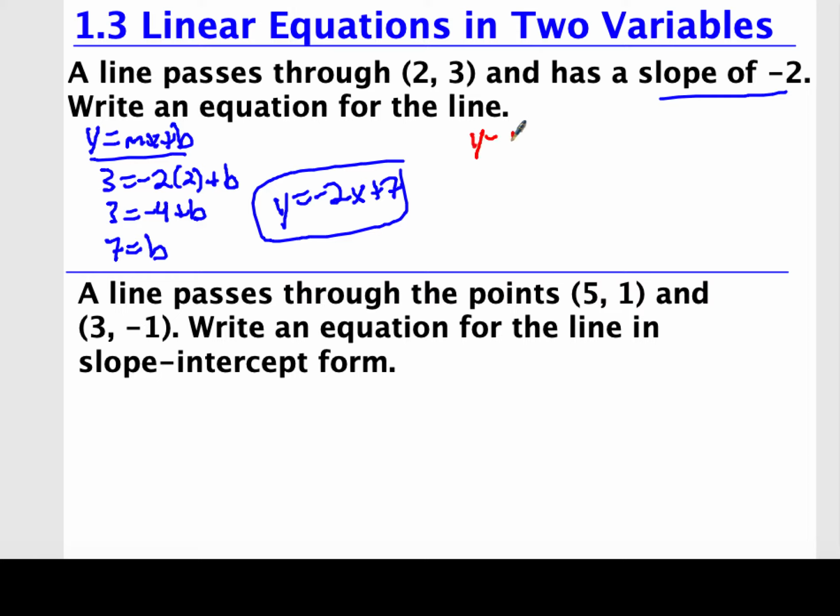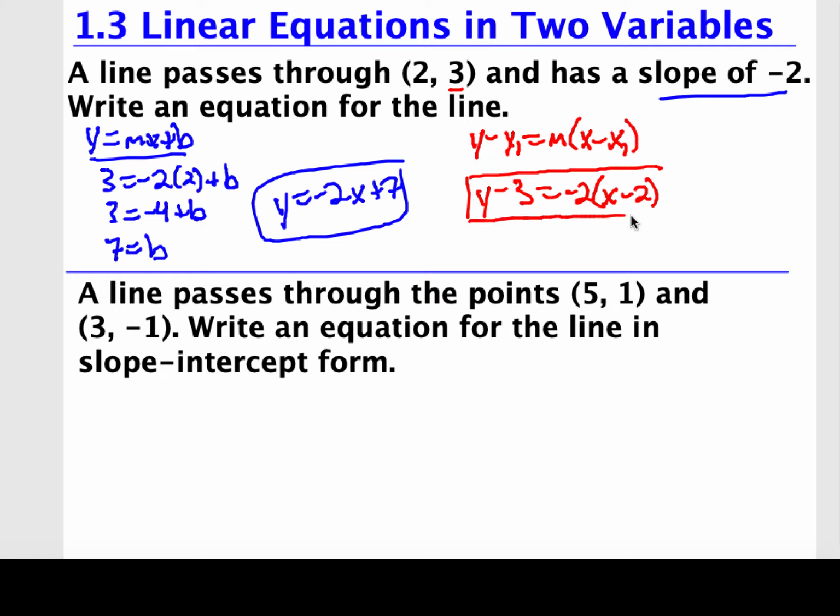So y minus y1 is equal to the slope times x minus x1. And technically, we can just then plug in what we know. y minus my y coordinate, which again would have been 3, is equal to the slope, which we know, times x minus 2. And really, if the form isn't specified, that is the equation for a point-slope equation. Now, how can we get two separate answers for the same thing?